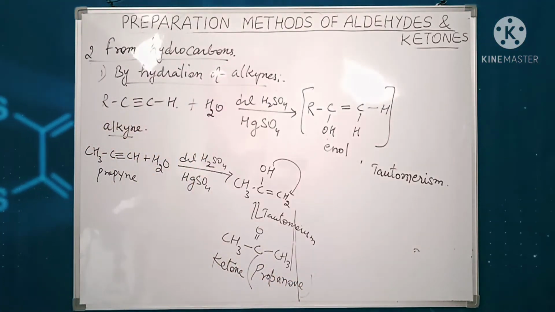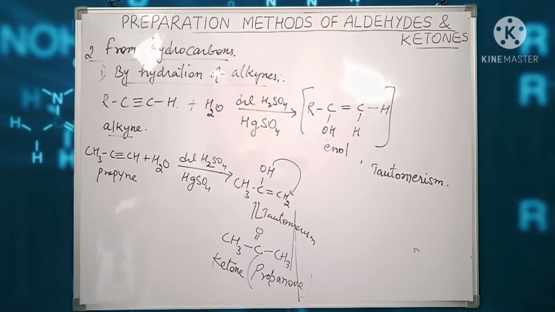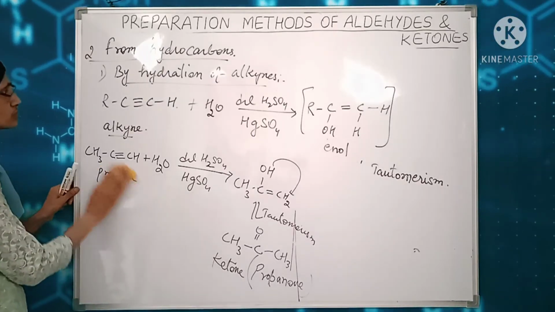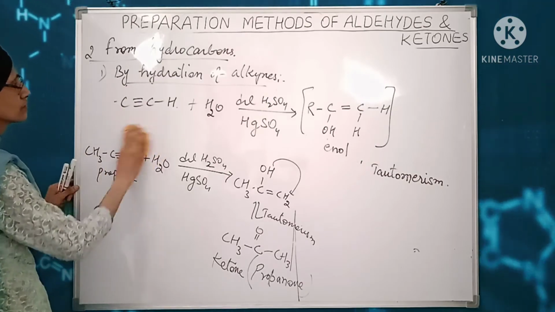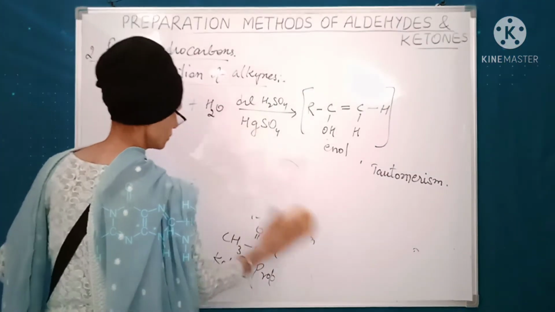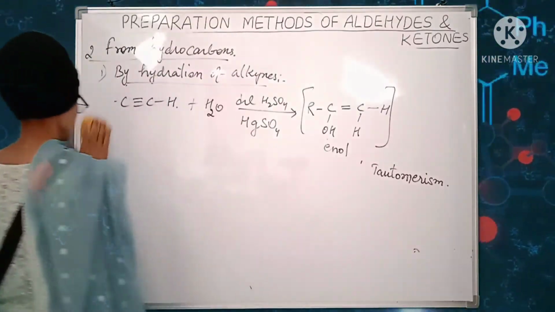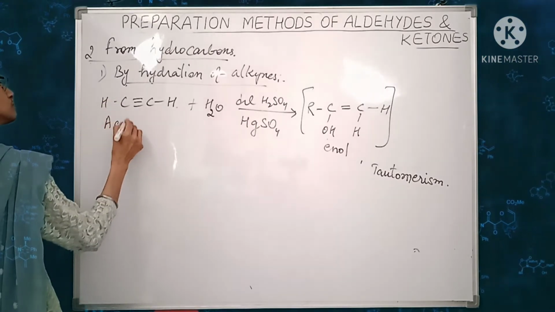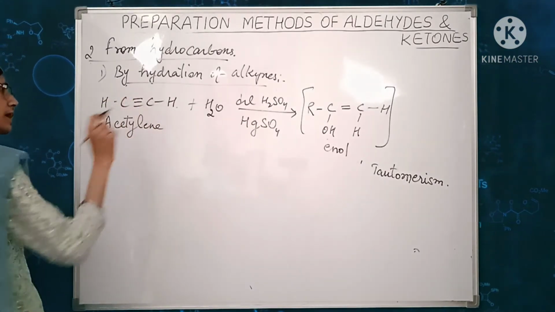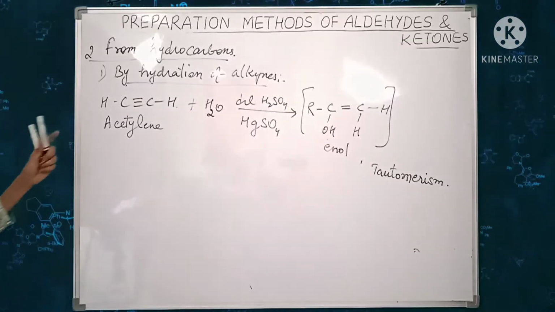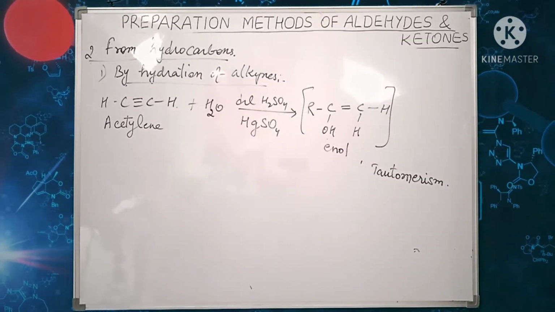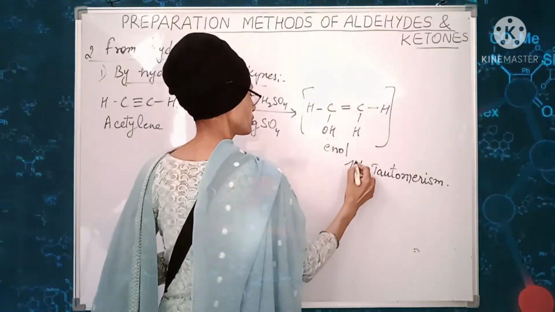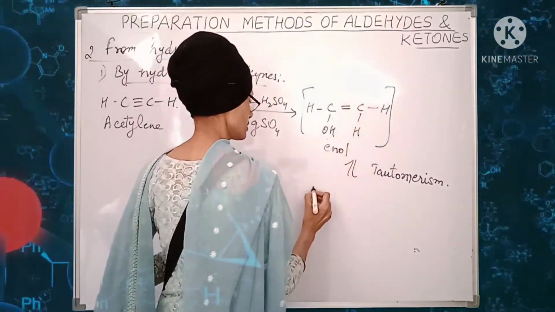Right? Now if we start with acetylene we get an aldehyde. I am going to change the reaction now. If we start with this type of alkyne, acetylene, this is the only alkyne starting with which we will get an aldehyde and not a ketone, because when it undergoes tautomerism, the proton shifts here.